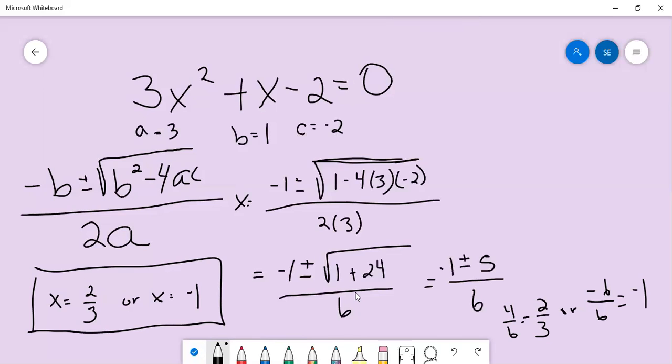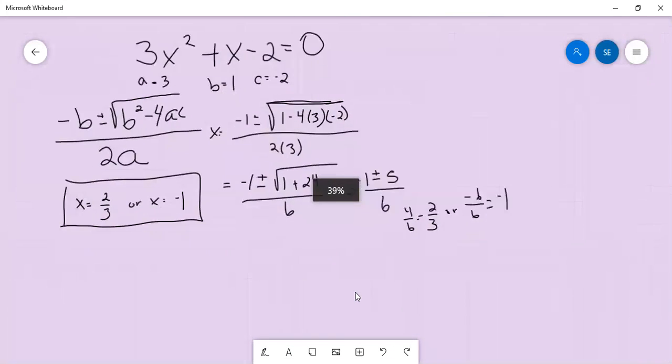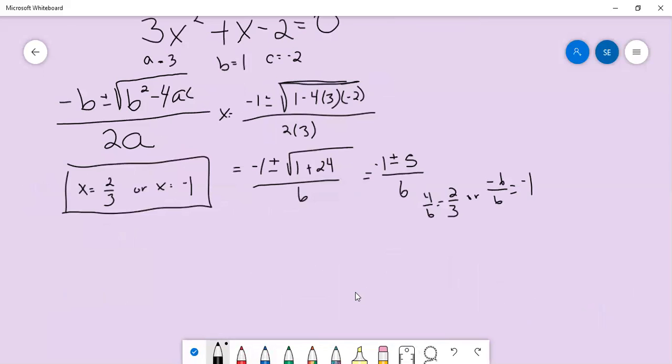Now you may want to think about, why do we want to solve this? Well, this is really valuable information. These are our x-intercepts, so we can actually write these as our x-intercepts. The points are going to be 2/3, 0, and negative 1, 0.